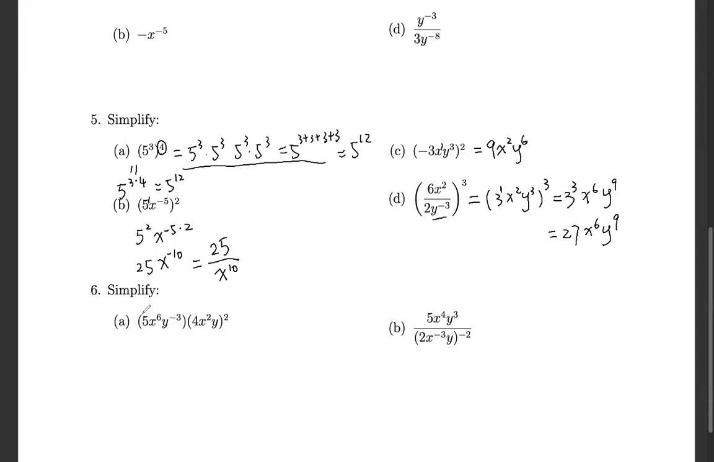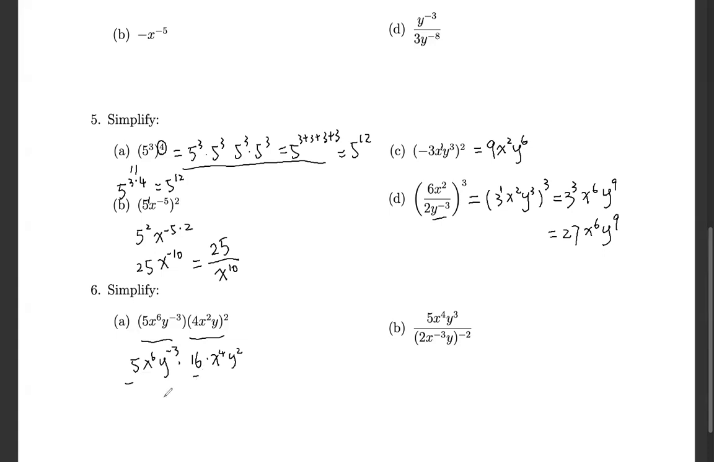Let's see 6. 6 will have this multiplied by this. But the second one has square. So we need to do the square first. So 4 squared, because we have 4 times 4 raised by 2, that's 16. X squared squared, that's x raised by 4. Then y squared. Then multiply by the first one, 5, x raised by 6, y raised by -3.